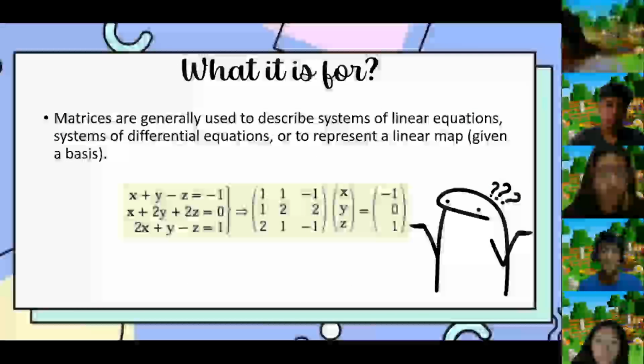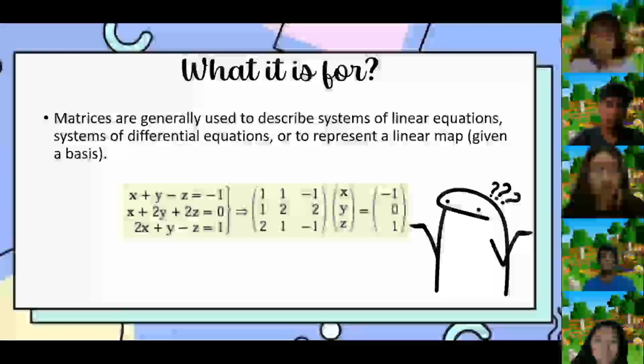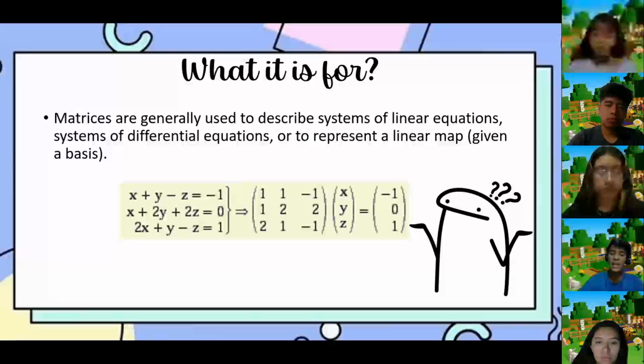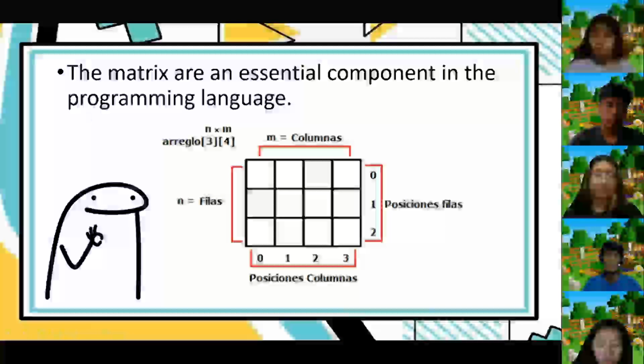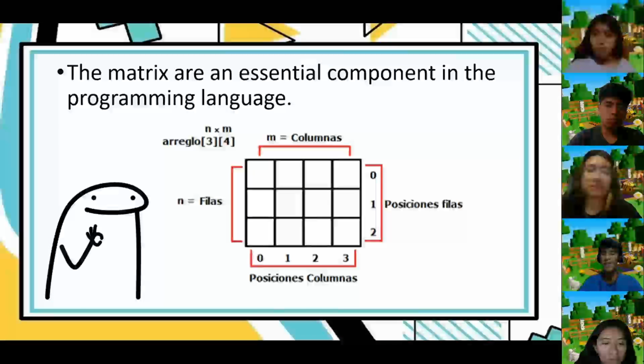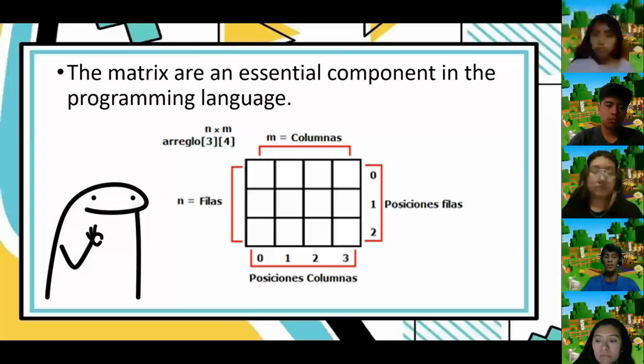What is it for? Matrices are generally used to describe systems of linear equations and systems of differential equations. An example in the next picture is a system of equations whose result is given by a matrix. The matrix is an essential component in programming languages. An array is an ordered collection of data or objects, depending on the language. Arrays are used to store multiple values in a single variable, as opposed to variables that can only store one value.